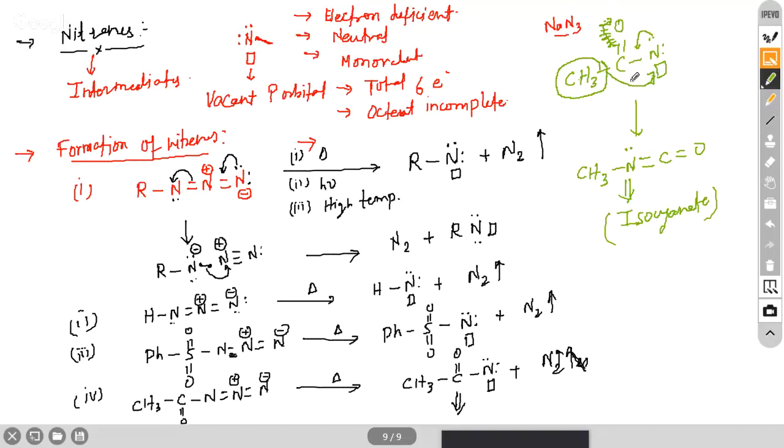Isocyanate, correct? So this kind of rearrangement, the migration of this alkyl group to this nitrogen, takes place only when we have carbonyl group present into this. When the nitrene formation takes place adjacent to this carbonyl group, then only this Wolff rearrangement takes place. Is it clear? Okay. So this is one type of compound, the azide type compound, in which the formation of nitrene is possible.